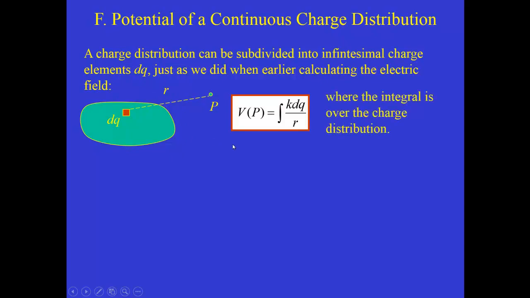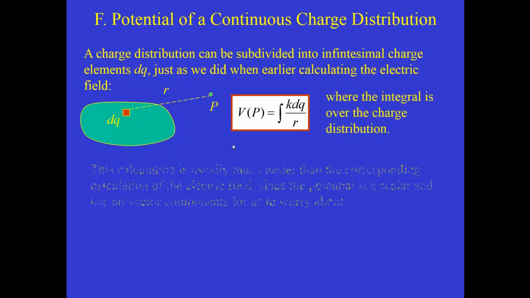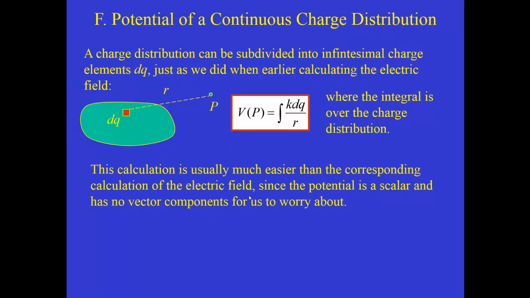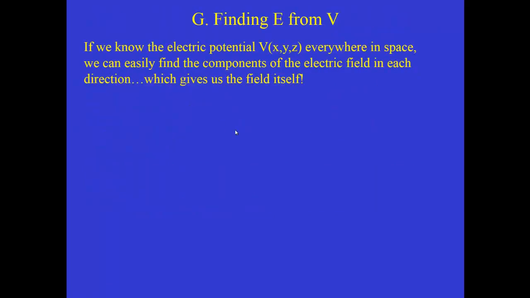And so I'm just going to show you the generic result here, and we'll do some examples in class, but this calculation is usually much easier than when we were trying to do the same kind of calculation for an electric field. The reason is that the electrostatic potential is a scalar and not a vector. So there's no directions, there's no components or anything like that to worry about when we do this calculation for the electrostatic potential.